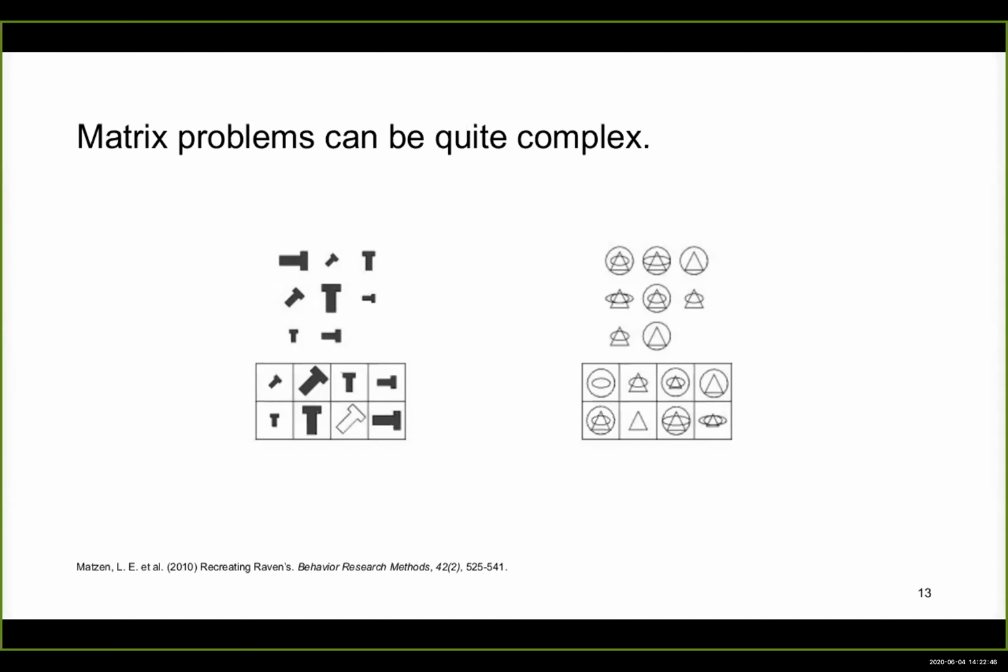So matrices come in different styles. Sandia matrices has two major types. On the left-hand side, you see an instance of a medium difficulty object transformation problem. And on the right-hand side is a more difficult problem of a type dubbed logic problems.